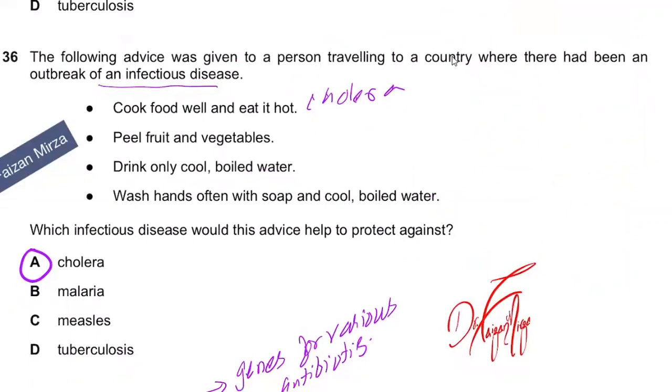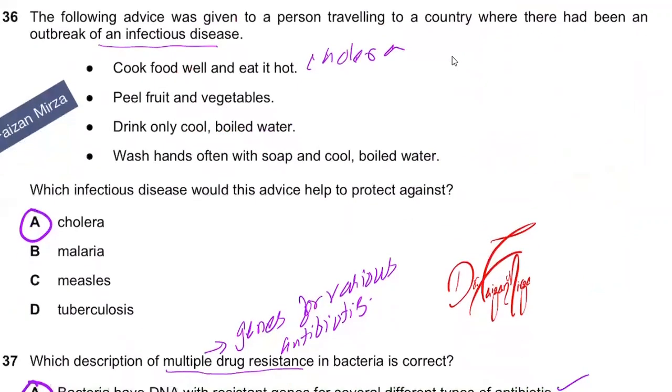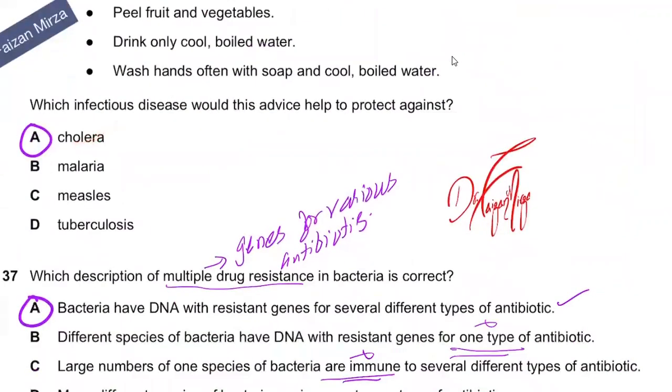The following advice was given to a person traveling to a country where there has been an outbreak of infectious disease. All the information given to us highlights cholera, because it's all the oral route, how the disease is going from the oral route to the body. So that must be cholera. That's a straightforward question.